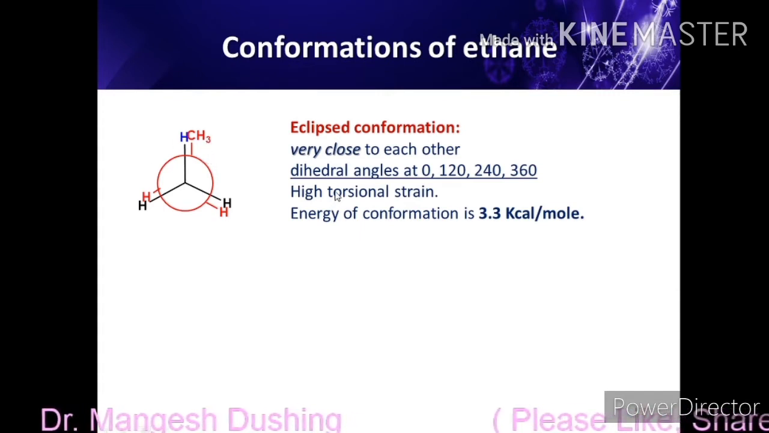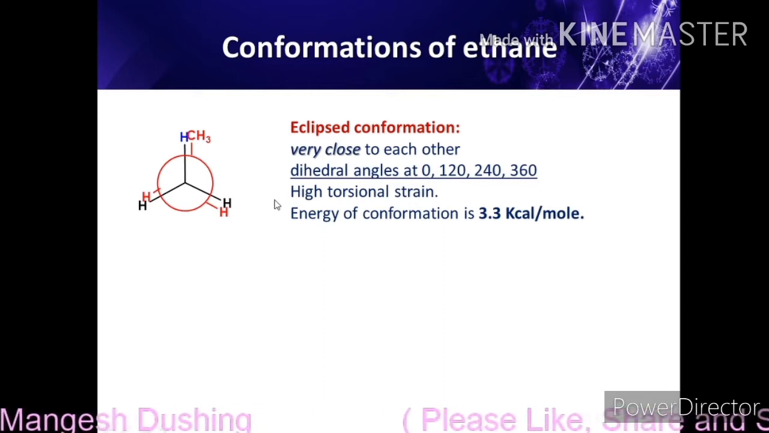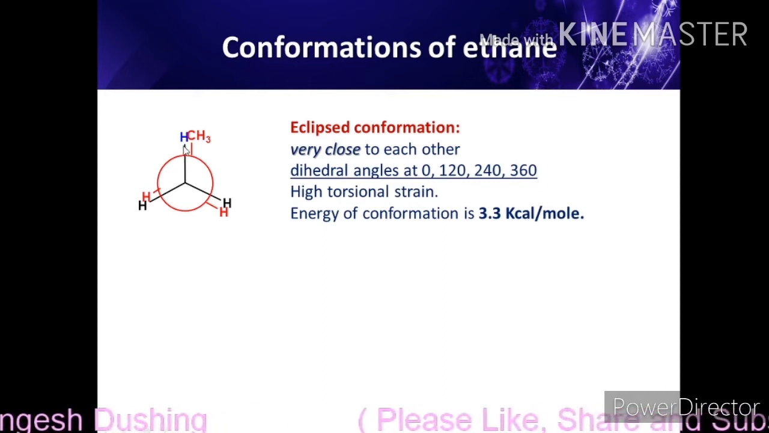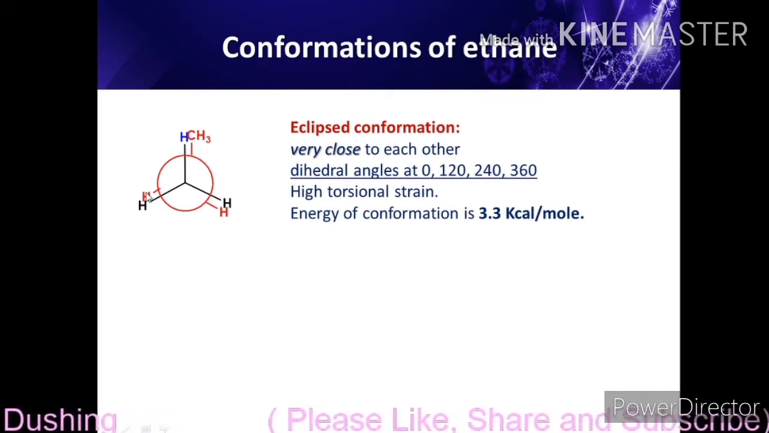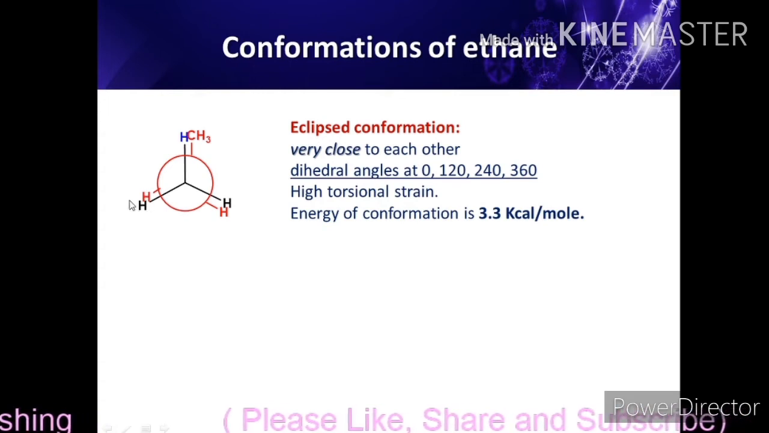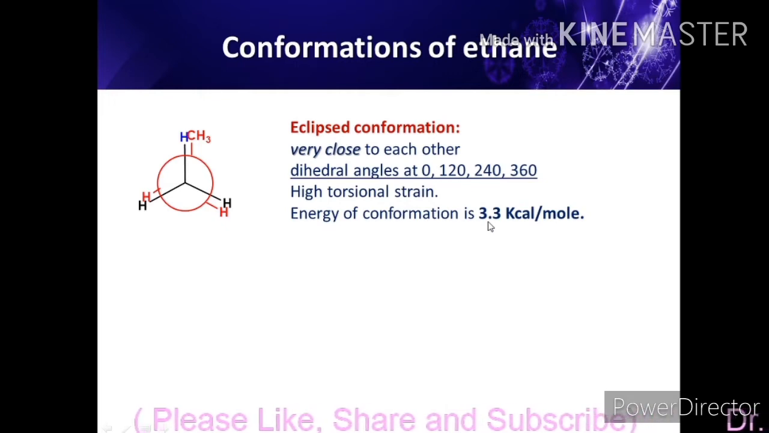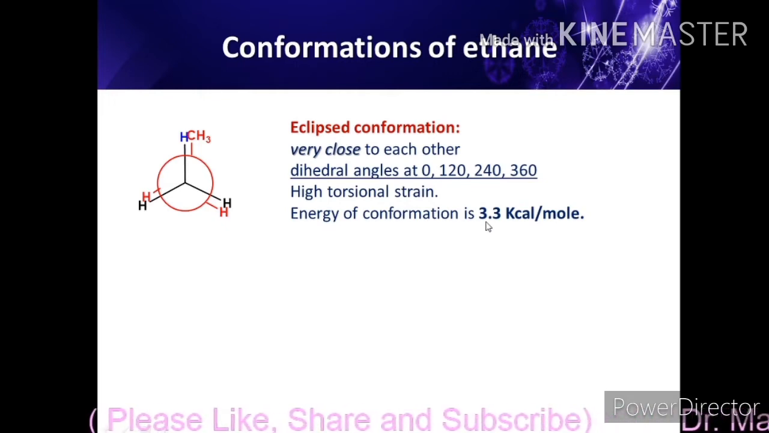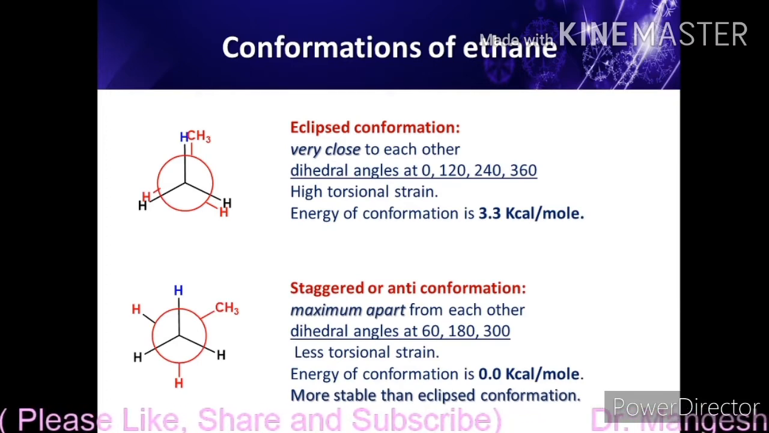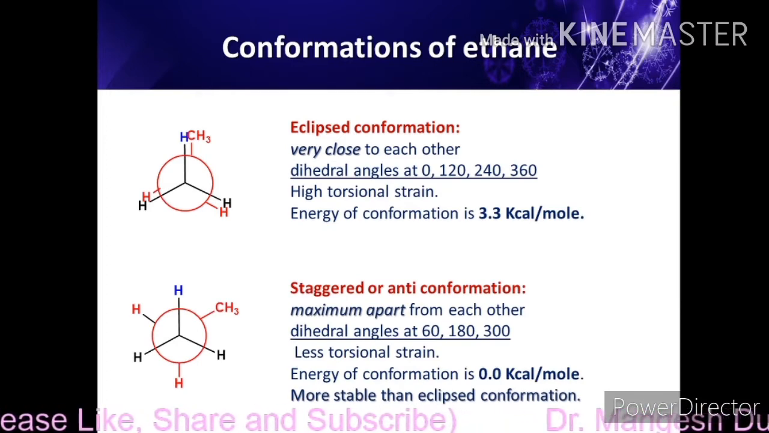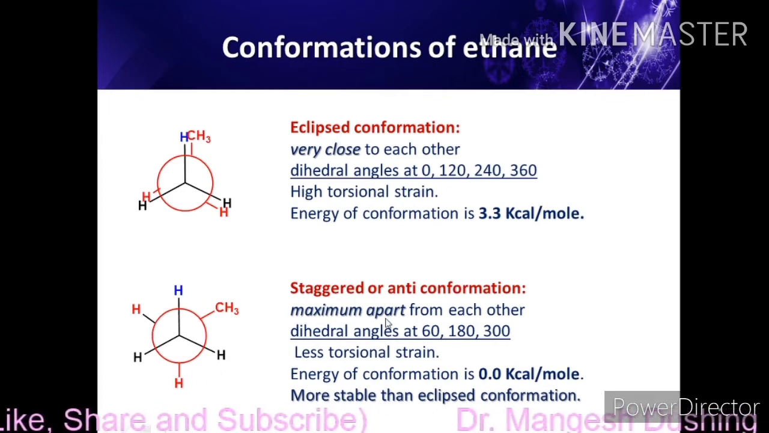So in case of dihedral angle 0, 120, 240, 360, we will get this eclipsed conformation. It has higher torsional strain, as we know that these bonds are parallel, so torsional strain increases. We calculated that torsional strain, which comes around 3.3 kilocalorie per mole. Next conformation of ethane is the staggered conformation, that can be called the anti-conformation.